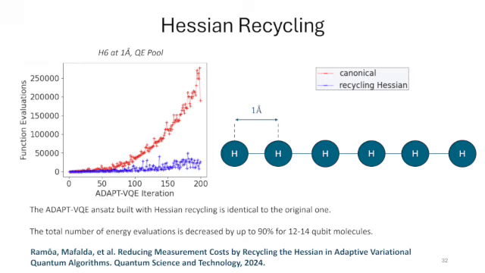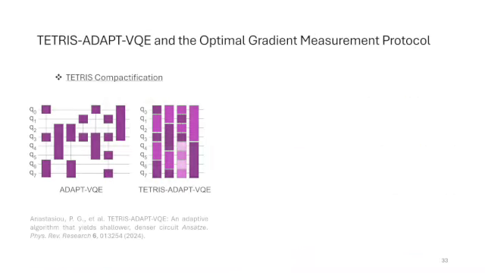For example, I have here for the hydrogen molecule a plot of the number of function evaluations per ADAPT-VQE iteration. And we see that with Hessian recycling, the blue curve, we need significantly fewer energy evaluations. This means that we need fewer calls to the quantum computer, which means lower costs. And the error obtained by both methods is exactly the same, so they actually create the same ansatz. So we're just saving on the measurements without any downside. This is just a small technique on the optimization part.